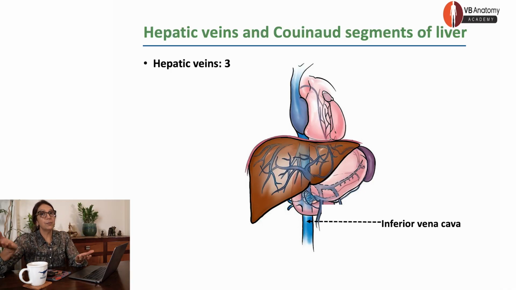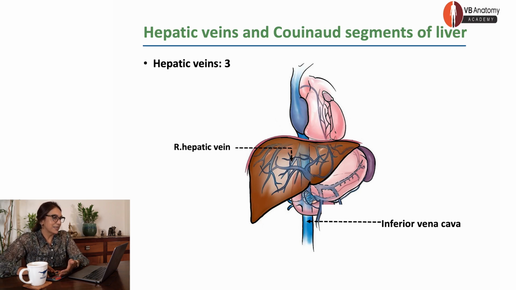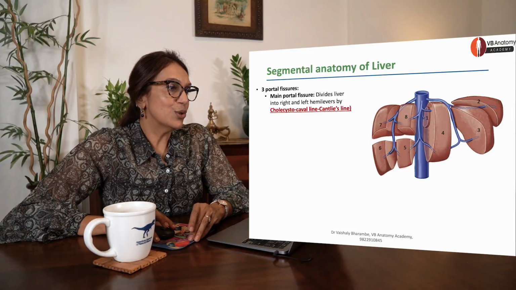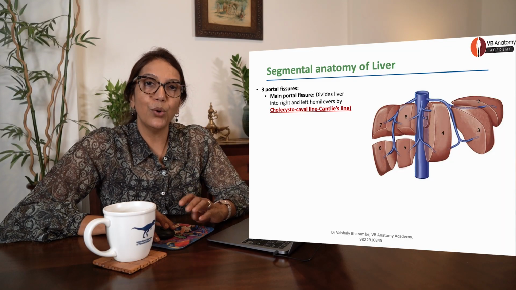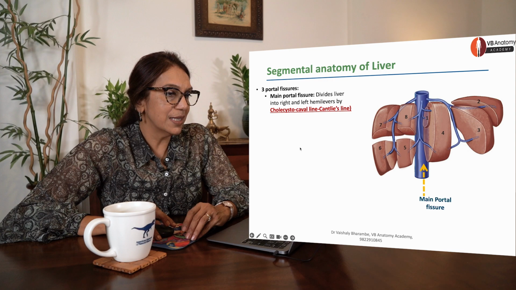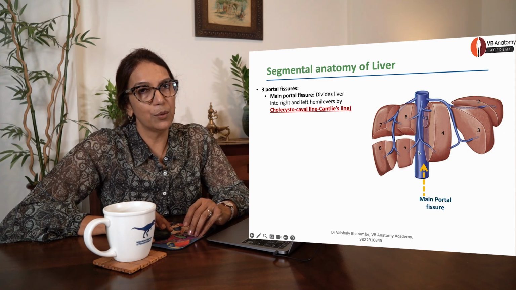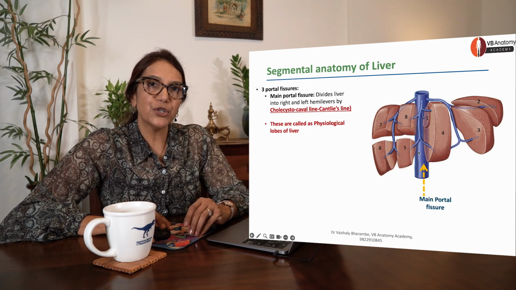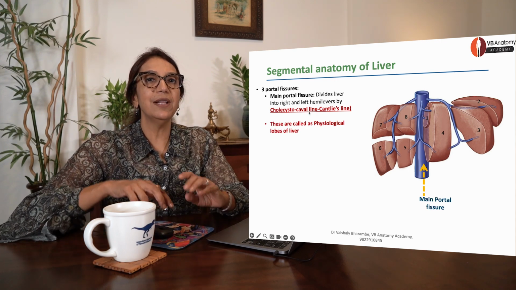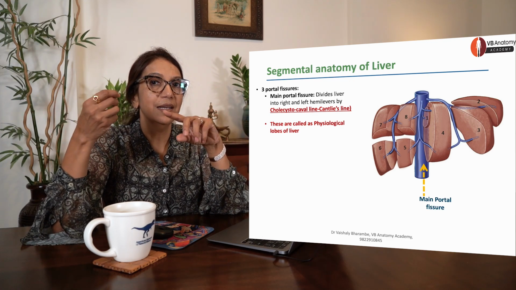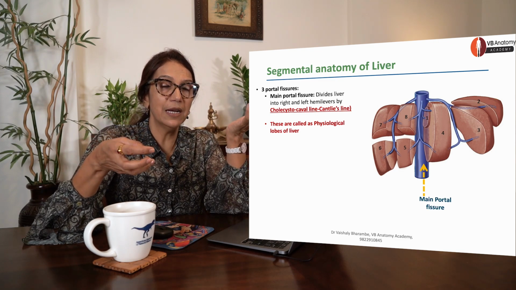Then, all that blood has come into the liver, it has to leave the liver through hepatic veins. So here are your hepatic veins, right hepatic vein, middle hepatic vein, and the left hepatic vein. All these three veins drain into the inferior vena cava. So just understand in brief what are Couinaud segments. Here you're seeing the main portal fissure, which actually contains the middle hepatic vein. This portal fissure is also called as cholecystocaval line. Ask yourself, cholecysto, what is that? Gallbladder. Caval, inferior vena cava.